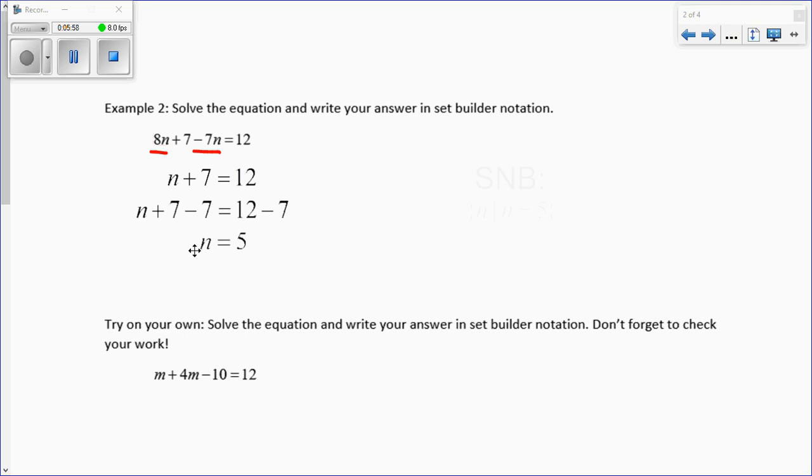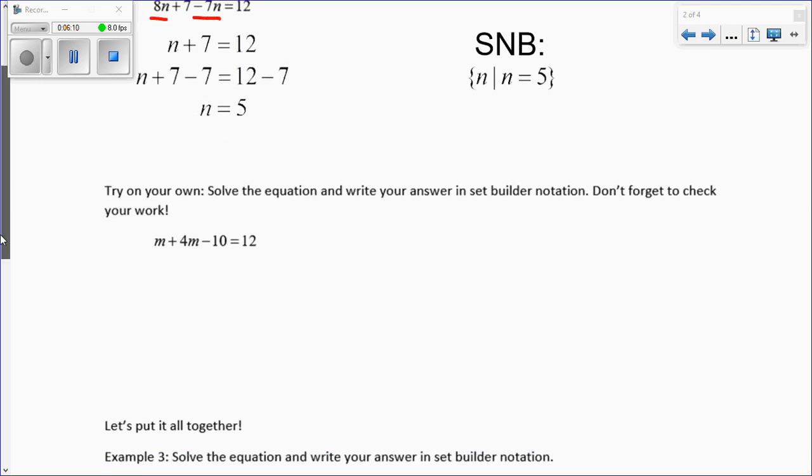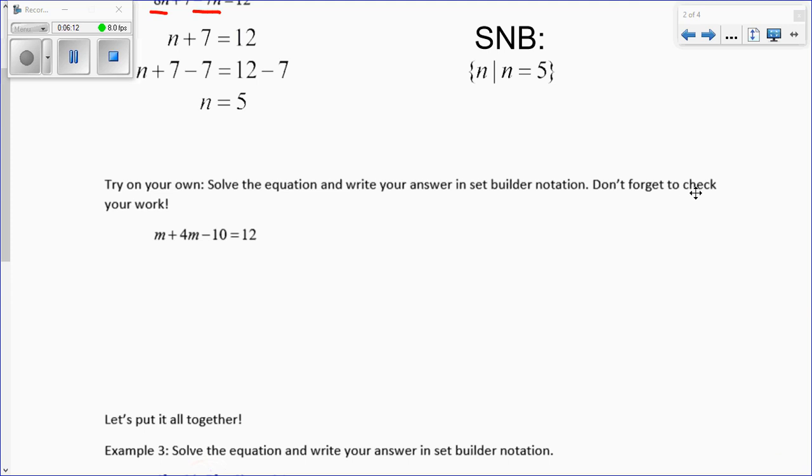And now that I have my answer, and I know it's right, I'm going to go ahead and write it in set builder notation. So it's the set of n such that n equals 5. And you guys are going to try this one on your own, and check your work just by plugging the answer that you got into the variables right here. And if it simplifies to equal the other side, then you know it's true, and that's the right answer. Okay? Give that a go.